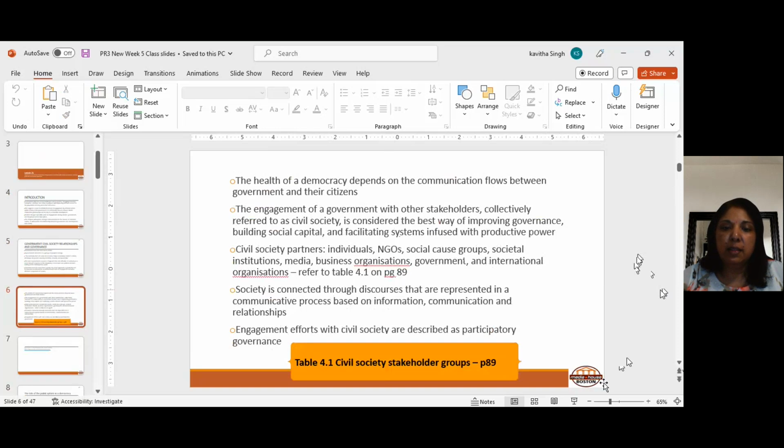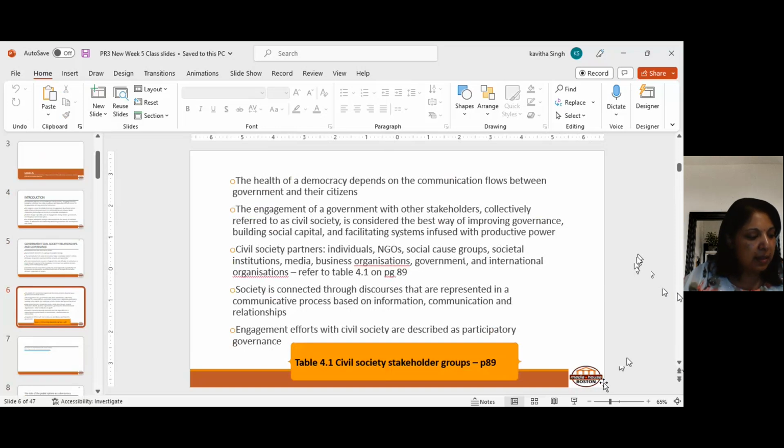So society is connected through discourses that are represented in a communicative process, based on information, communication, and relationships. Engagement efforts with civil society are described as participatory governance. So we're looking at the stakeholder groups, which is on page 89. There are citizens, right? Individuals within a particular society.